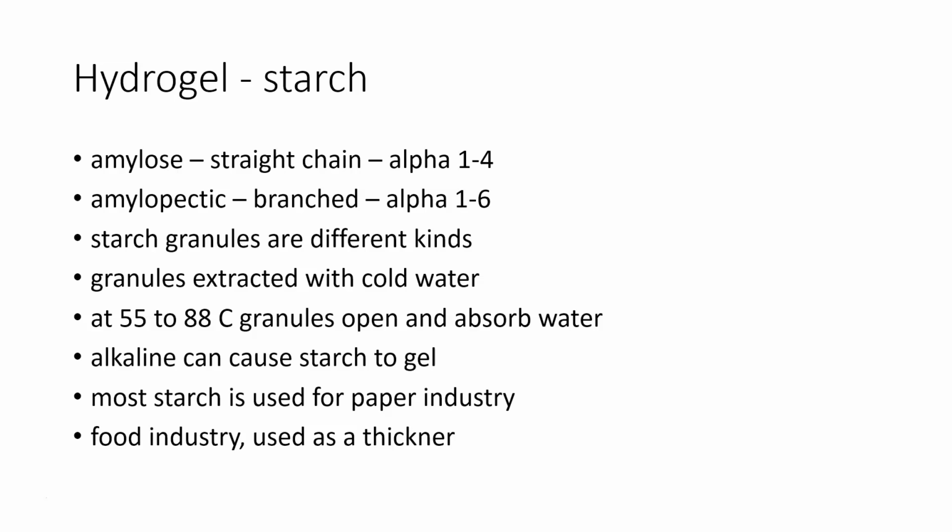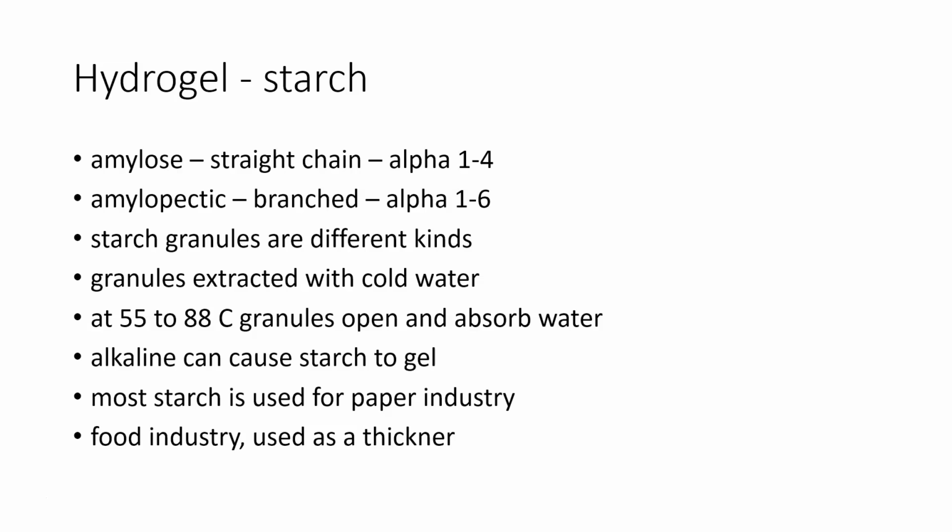Starch granules are found in many plant materials, such as corn. They take the seed, they break the seed open. The starch granules are extracted with cold water. They're cold water soluble. That material can then be taken off, dried down, and processed. That gives us our cornstarch.